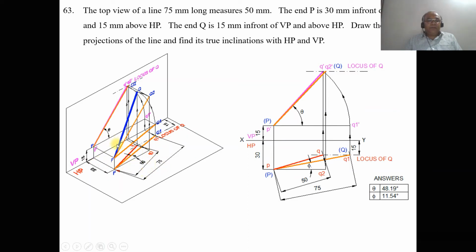When you look from the front view, you project this till here, and from there you project this to the front view so that it is going to cut on the locus of Q, and mark this point as Q2 dash, and join P dash Q2 dash with a little bit thicker line than the XY line. Mark this as theta and this as phi, so we find out the inclination. This is how you will be able to analyze this problem in 3D.